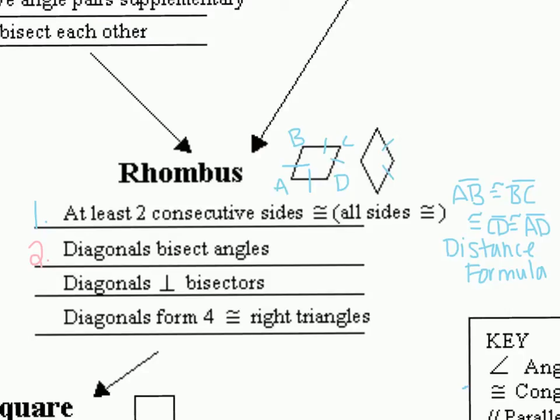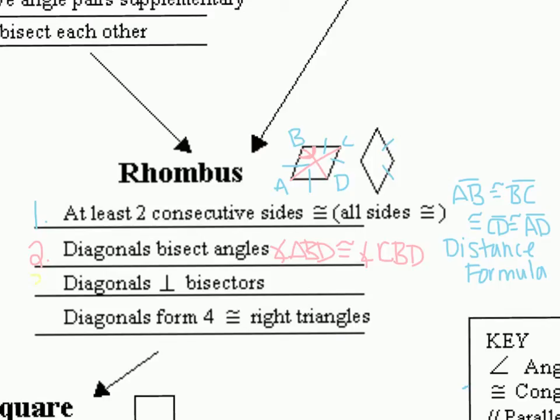The second property is that the diagonals bisect the angles. So if I draw my diagonals, I know that this angle right here, angle ABD, is going to be congruent to this angle right here, angle CBD. And this would be true for every diagonal.